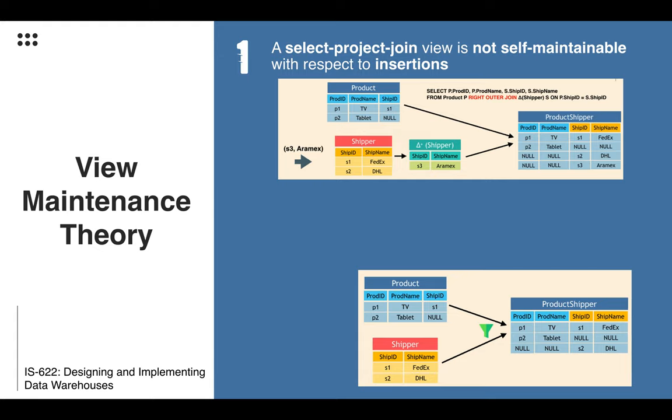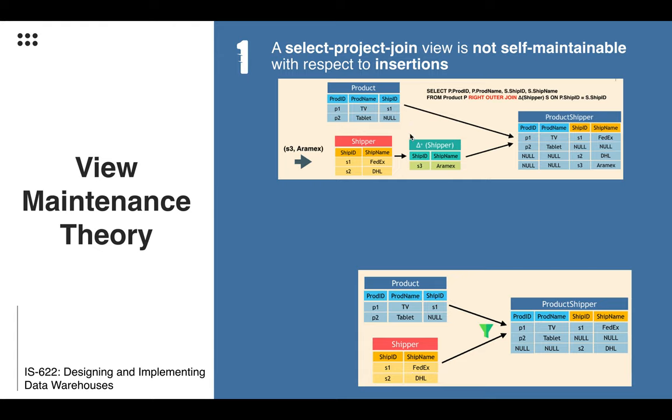Any select project join is not self-maintainable with insertions. Whenever you perform a select query and create a projection, and then you do a join on that projection, as in this example where we were joining with the base table, it is not maintainable. Again, common sense, because I'm looking to the base table. I cannot have any operation that goes back and looks for that information in the base table. And this is only for insertion, because when you are inserting something, you want the information to be complete. So you're looking for that missing information from the product table.